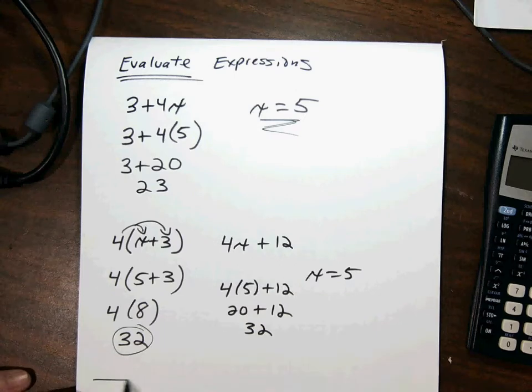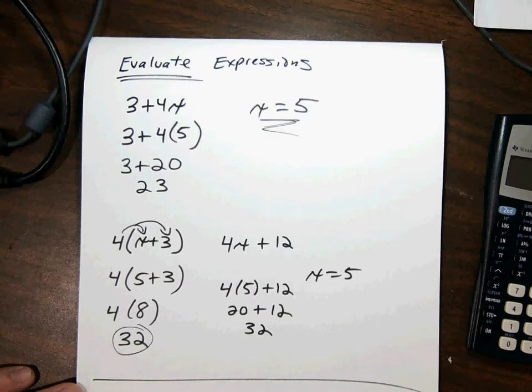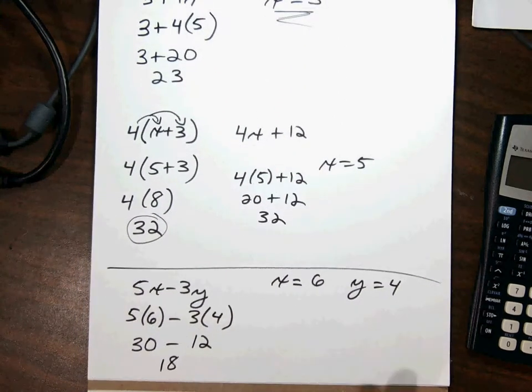What if I have x and y together? What if I have 5x minus 3y? Somebody's going to be so kind as to tell me that x is 6 and y is 4. Well, I'm going to put the 6 in place of the x and the 4 in place of the y. I'm going to get 6 times 5 is 30, minus 12. And 30 minus 12 is what? 18. Oops, there we go. That makes a little more sense. You can actually see it. Okay with that one?